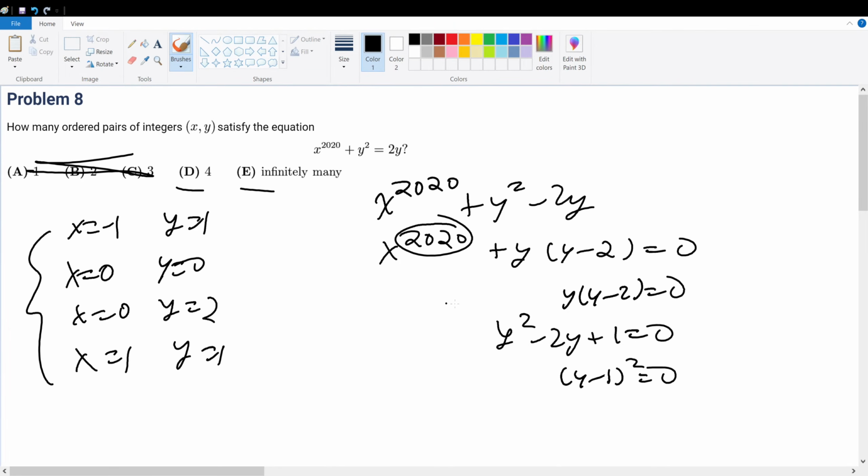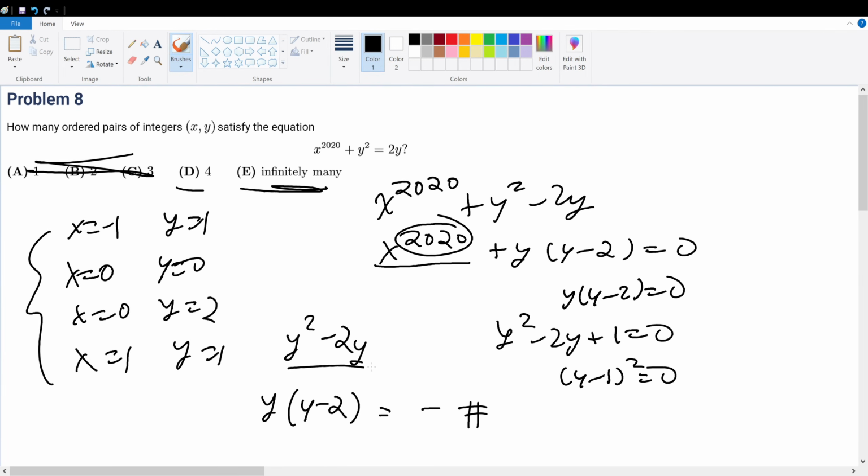Let's try it, okay? Obviously, if it's infinitely many, that means x can be any possible value. Notice, x to the 2020 will always be positive, okay? So that means y times y minus 2 will be equal to a negative quantity. Better yet, let's try to prove that it can't be possible. y squared minus 2y, that looks awfully like a perfect square. So let's just do minus 1 plus 1 is equal to 0.